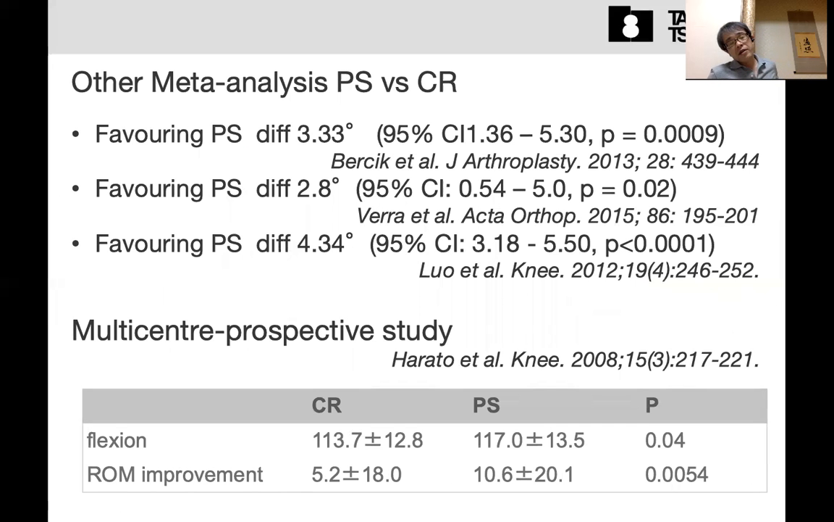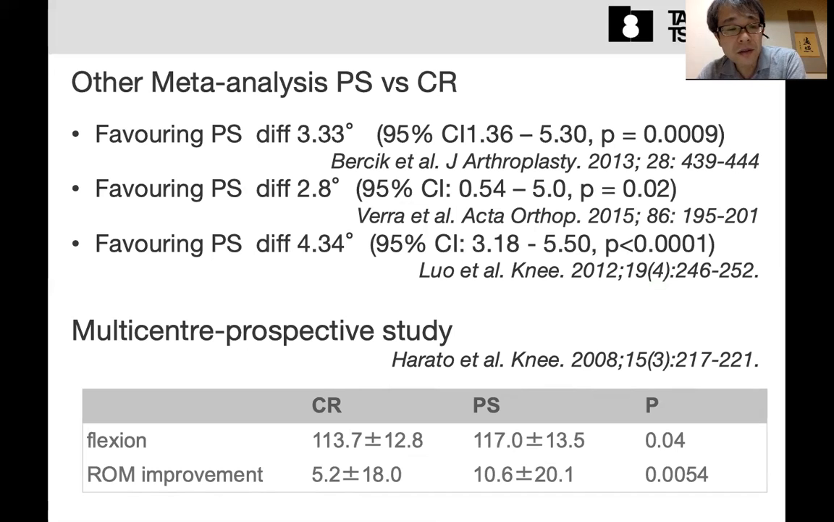There are several other meta-analyses comparing the PS and the CR postoperatively. In summary, the difference of postoperative flexion angle is around 3 to 5 degrees. In summary, the PS can get around 3 to 5 degrees more flexion.